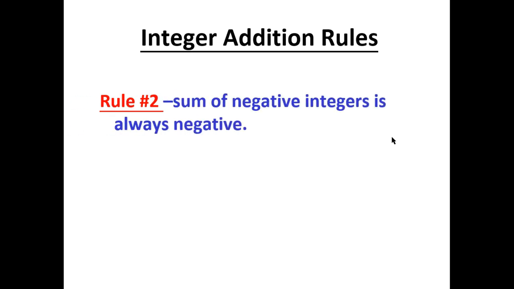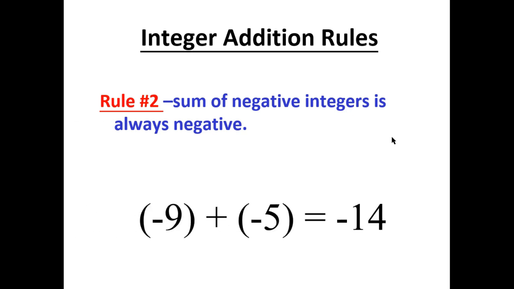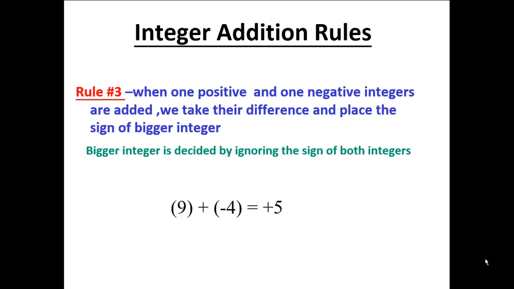Rule second. Sum of negative integers is always negative. Here are 2 negative numbers. So what will be their sum? Their sum will be equal to -14. Rule 3. When one positive and one negative integer are added, we take their difference and place the sign of the bigger integer. The bigger integer is decided by ignoring the sign of both integers. 9 plus -4 is equal to +5.